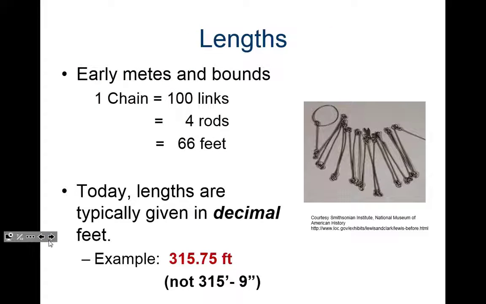Early metes and bounds were actually measured with this chain. One chain was 100 links, or 4 rods, or 66 feet. Today lengths are usually given in decimal feet, something we're a lot more used to, like 315.75 feet. We don't use inches. That's something you might use when you're working on a house or the length of a wall, but not in surveying.